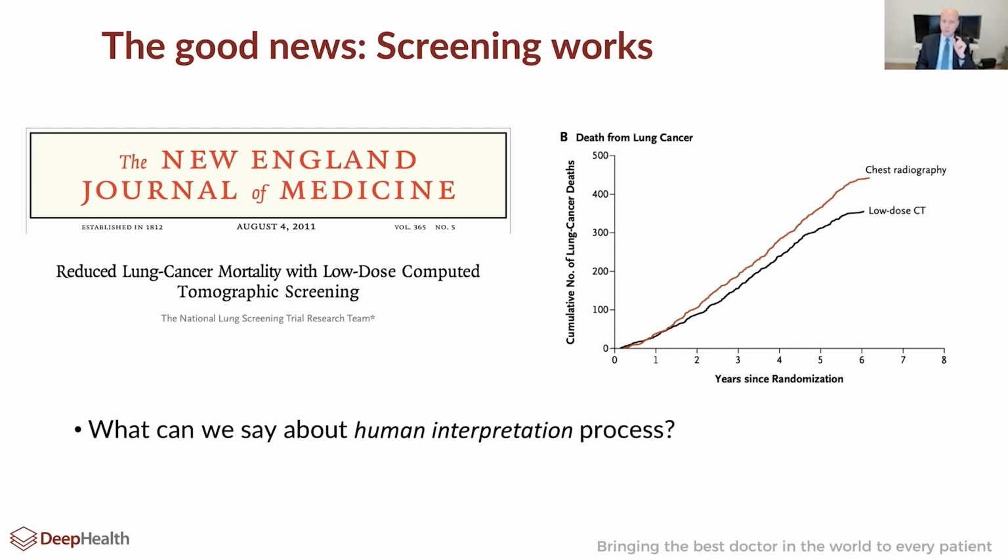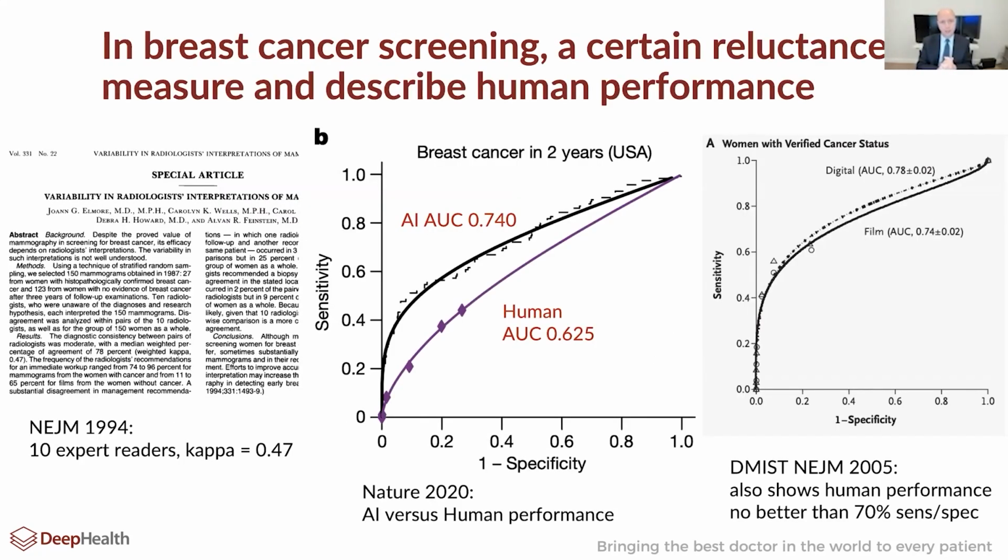And I think this is important because humans are involved here. Humans are involved in the interpretation. And in fact, the whole point of quantitative imaging is that we can improve the human interpretation. So we have to measure that and see what that delta is. So let's talk about that a little bit in breast cancer screening.